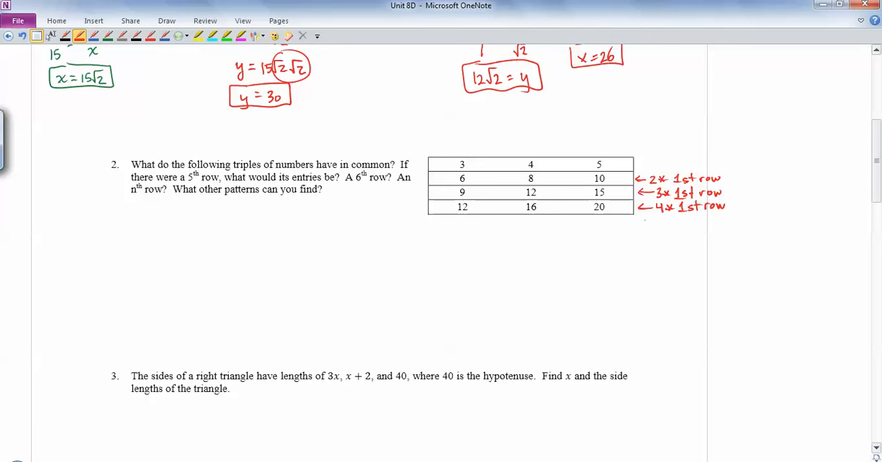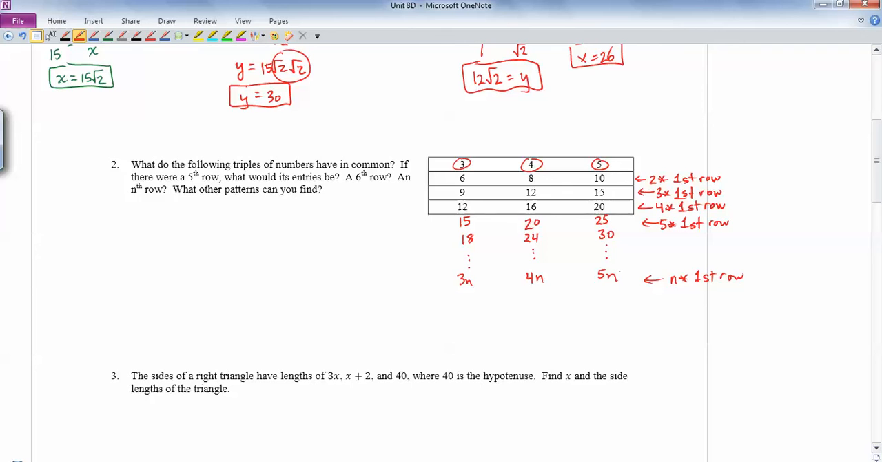So if there was a fifth row, it would be 5 times the first row, which would be 5 times 3 is 15, 5 times 4 is 20, and 5 times 5 is 25. If there was a sixth row, I'd multiply these by 6, so I'd get 18, 24, and 30. If you kept going and I wanted the nth row, I would just take n times the first row. So I would get 3n, 4n, and 5n.